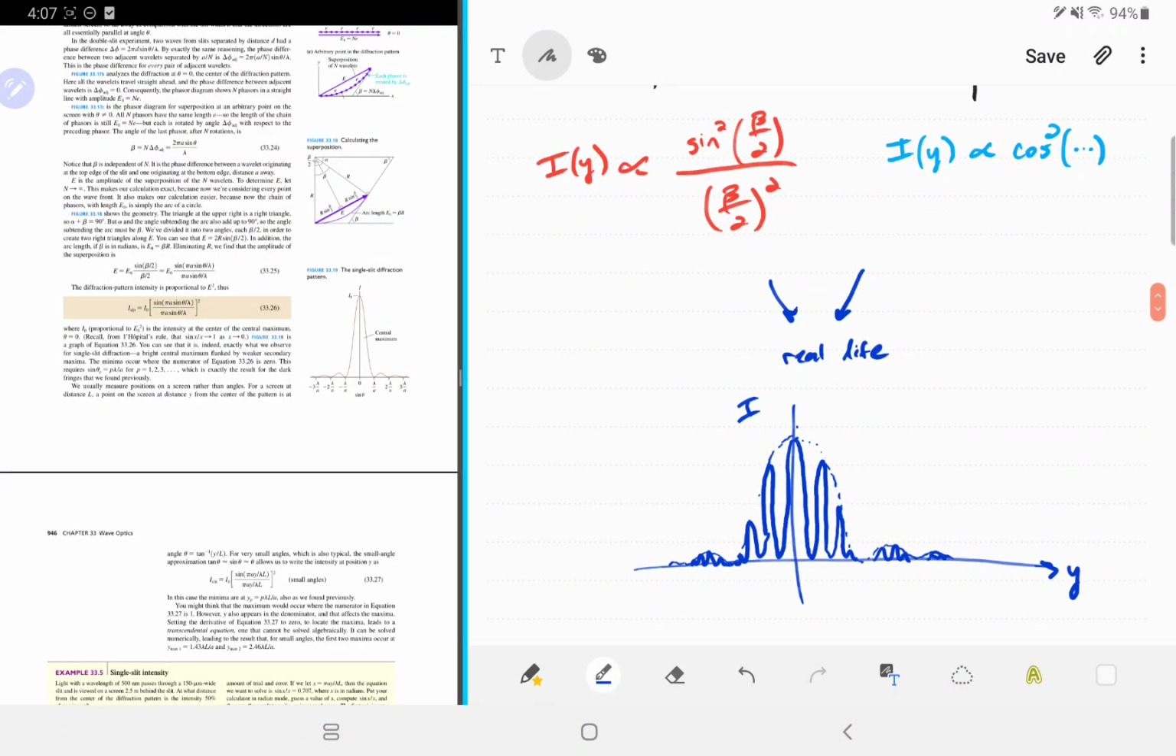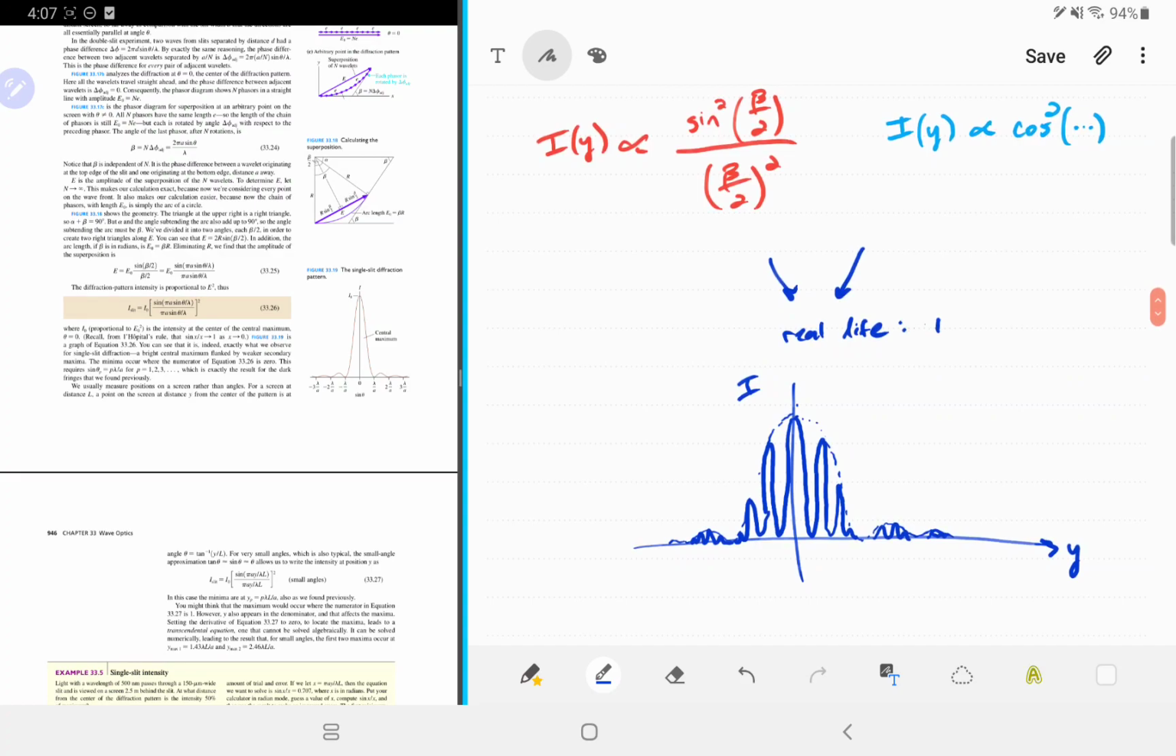That's the diffraction. So in real life, the overall intensity is a product of these two pieces. There's a sine squared of x over x squared piece, and then there's another piece that goes like cosine squared y. So x and y are different phase pieces. They have to do with the slit width and the slit separation. The x piece here depends on the slit width, and the y piece depends on the slit separation.